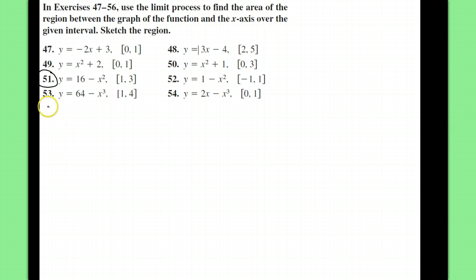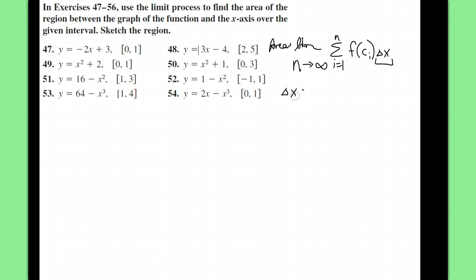So we're going to start by looking at number 51. And so the key to this whole thing: the area for this is going to be the limit as n goes to infinity of the summation, from i equals 1 to n, of the function height times delta x. And so what we're going to do is start by looking at delta x.